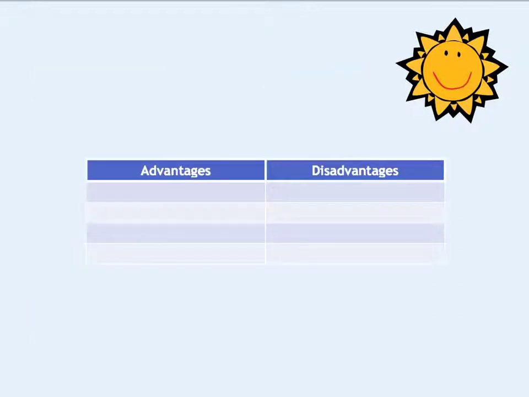Now, there are certain advantages and disadvantages to using photocells. Let's see if you can think about what they are. So pause this slide and take a couple of minutes to try and work out what the benefits and disadvantages would be.